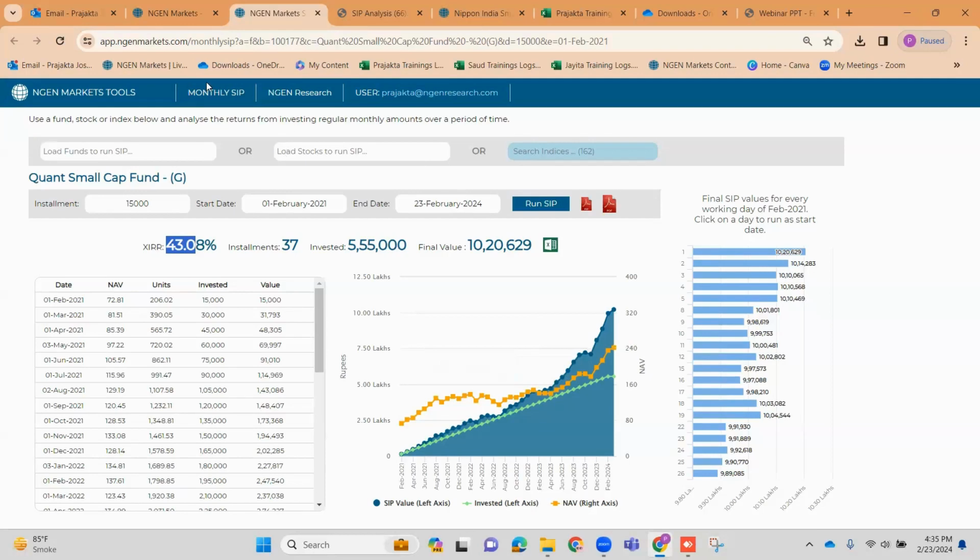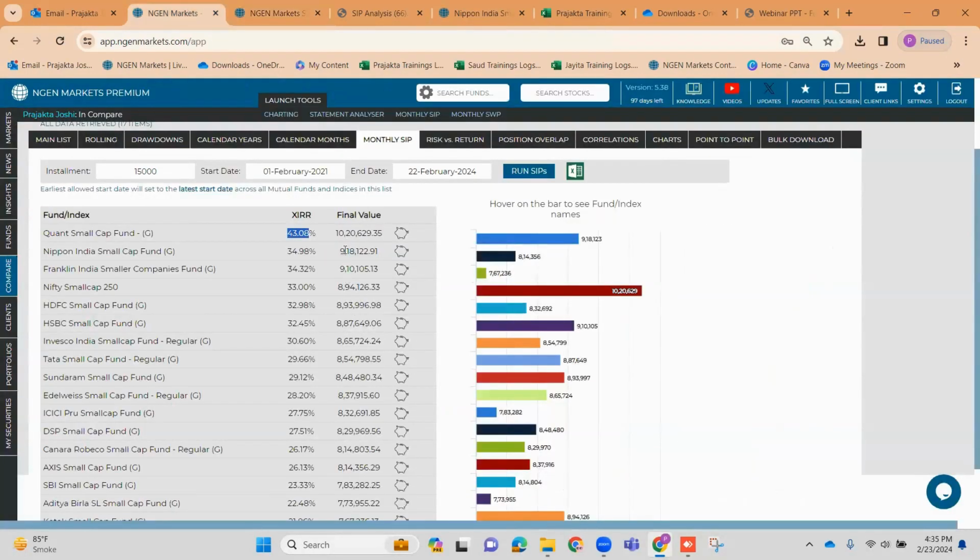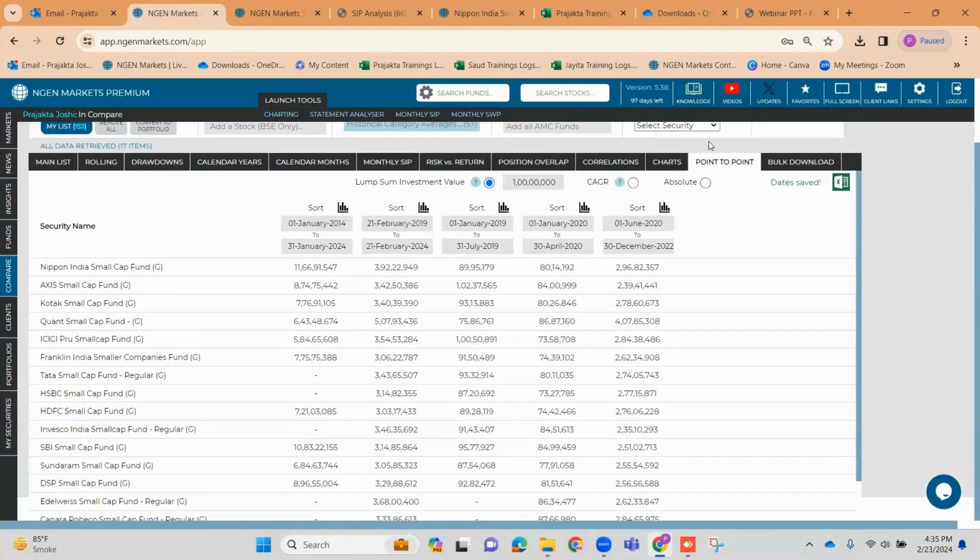And now this was, of course, monthly SIP analysis. Let's now come to point to point, which will help us in understanding how a lump sum investment would do over a time period. So for that, let's move on to this point to point tab in the compare section again. Here, what you will see is there are 5 different scenarios, or for that matter, time periods or buckets that will be given to you.